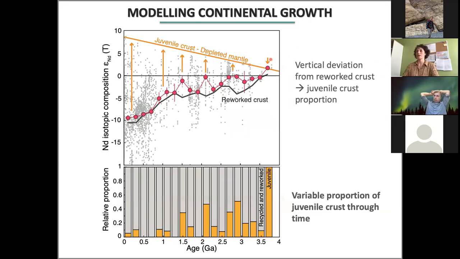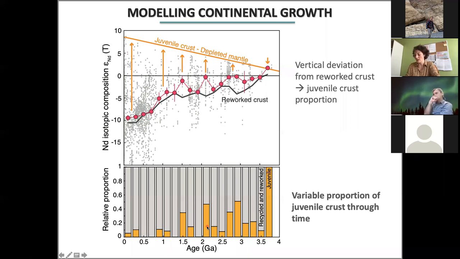So if I show you that in this diagram, what I'm doing in fact is starting here at 3.7, where the isotopic composition of the continent matched the composition of juvenile crust. So it means that by that time, all the continents were made of 100% juvenile crust. This is the proportion here. And then I reconstruct back the composition of reworked crust, the gray line here. Each time the continents have a more radiogenic composition than this gray line, it means that there is an input of juvenile crust. And the amplitude of this vertical deviation between these two curves is basically the proportion of juvenile crust added at any time t of Earth's history.